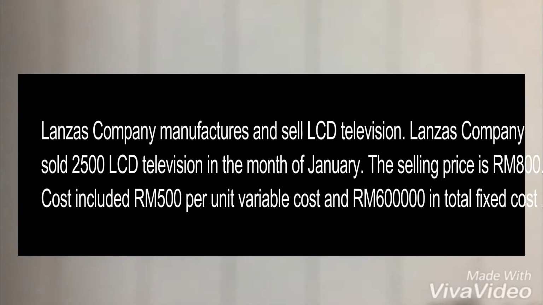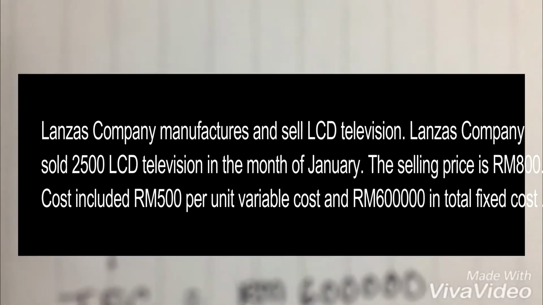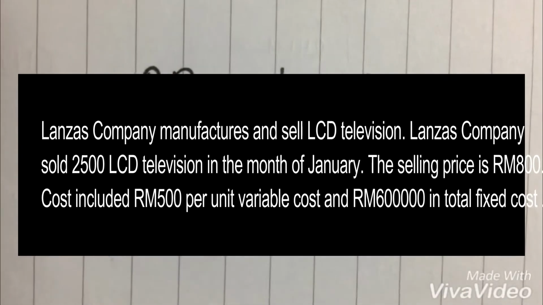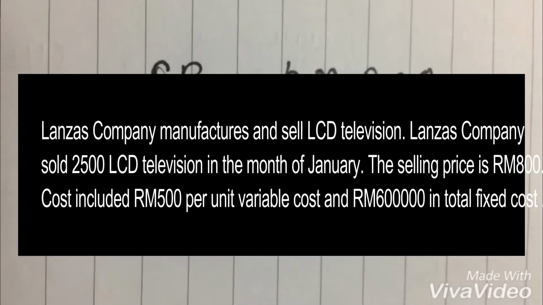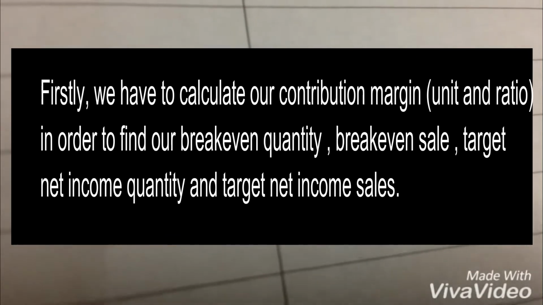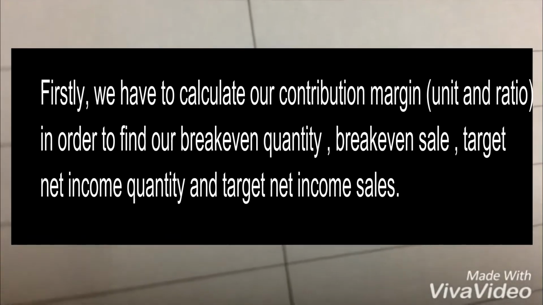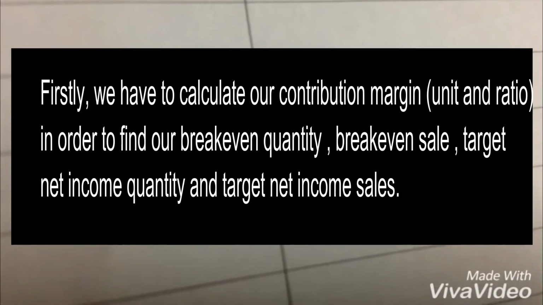Lenses Company manufactures and sells LCD televisions. Lenses Company sold 2,500 LCD televisions in the month of January. The selling price for the LCD television is 800 ringgit. Costs include 500 ringgit per unit variable cost and 600,000 ringgit in total fixed cost. We have to calculate our contribution margin in ratio and in unit in order to find our break-even quantity, break-even sales, target net income in sales, and target net income in quantity.